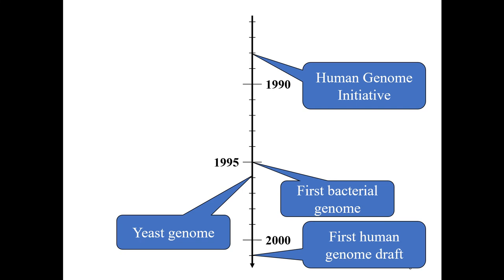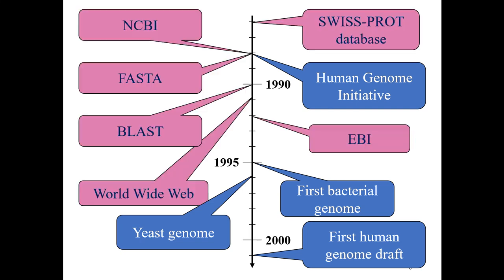Then in 1995, the first bacterial genome sequence was determined. That bacteria's name is Haemophilus influenzae. So Haemophilus influenzae was the first bacteria whose entire genome sequence was determined by scientists. Then in 1996, the yeast genome sequence was determined. And in 2001, the first human genome draft was published. And in 2003, the complete genome sequence of human was published.